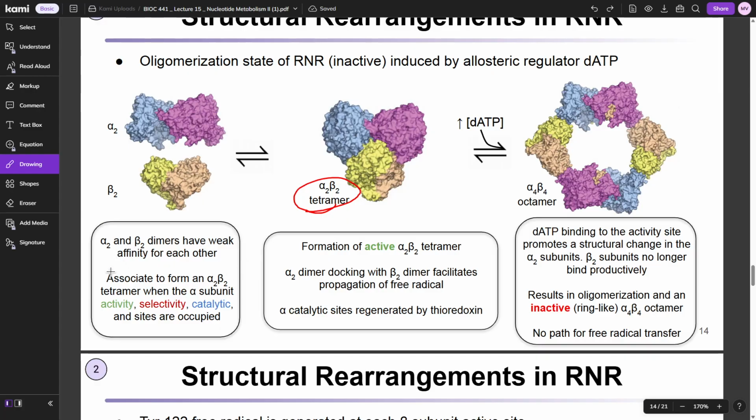And it says here that it associates to form this complex when all 3 sites on the alpha subunit are occupied, by the way. Sorry, not just the ATP. All three of them have to be occupied. The activity site has to be occupied, the specificity site has to be occupied, and the catalytic site has to be occupied. All of it has to be occupied. When you occupy all three sites, then you'll get to make this, and then you can keep going.